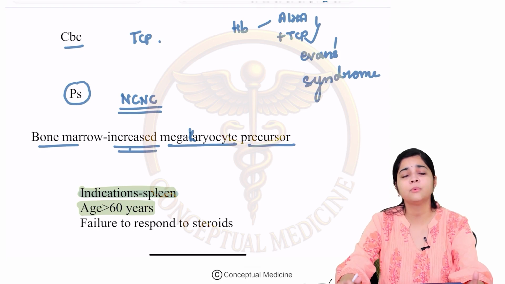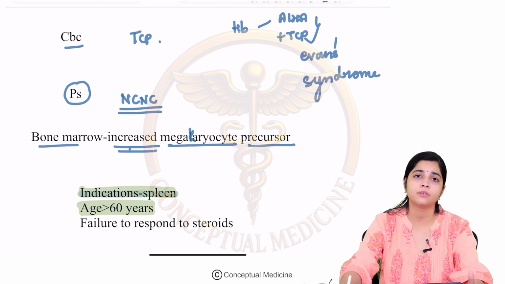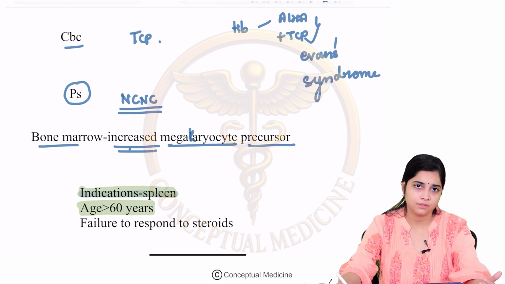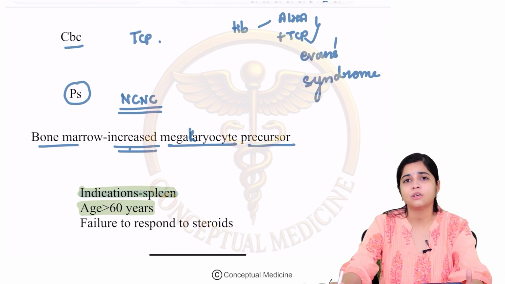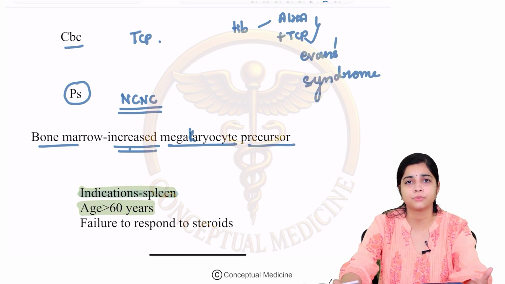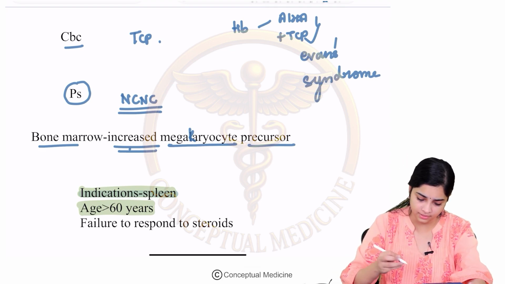So why is a bone marrow examination required for the diagnosis of ITP? Because ITP is predominantly a disorder of the young adult and it's not commonly seen in the elderly adult. So if it's found in the elderly, it's most likely secondary to a malignancy, and that's the reason why we should rule it out by doing a bone marrow biopsy.